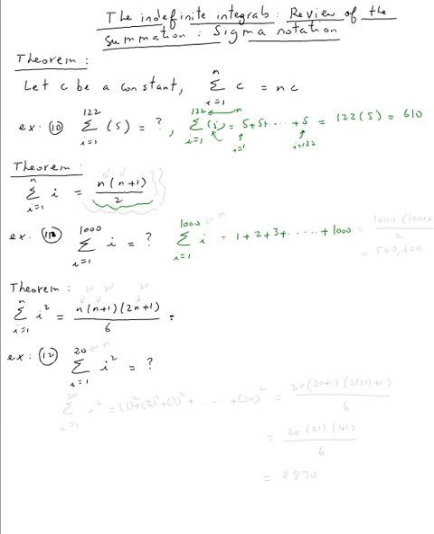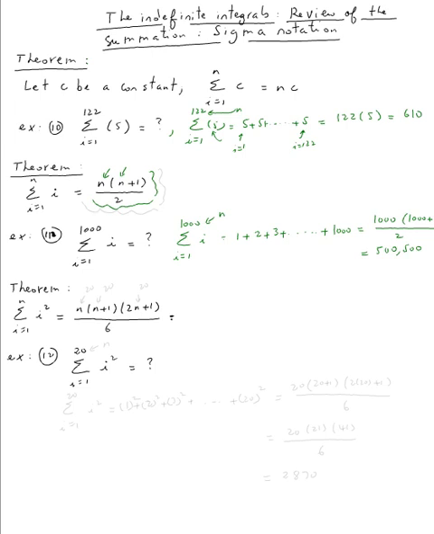So instead of doing all that, we can just use this theorem, and my n happens to be 1000. So all it says is plug the 1000 here and here. So this is going to be 1000 times 1000 plus 1 divided by 2, which is 500,500.